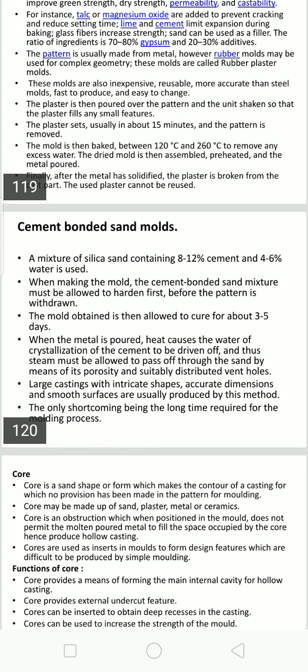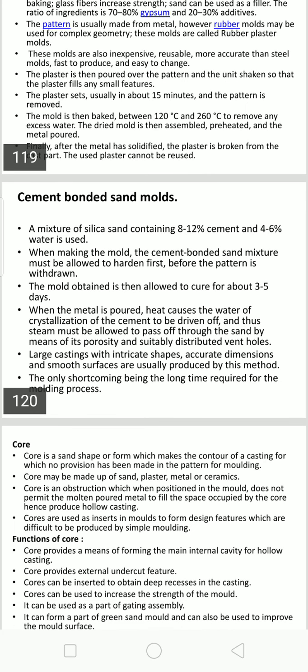Heat causes the water of crystallization of the cement to be driven off, and thus steam must be allowed to pass through the sand by means of its porosity and suitably distributed vent holes. Large castings with intricate shapes, accurate dimensions, and smooth surfaces are usually produced by this method. However, cement bonded molds are rarely used because it takes a lot of time.